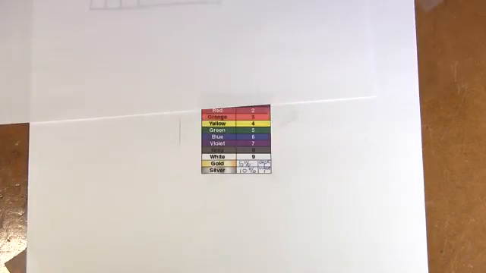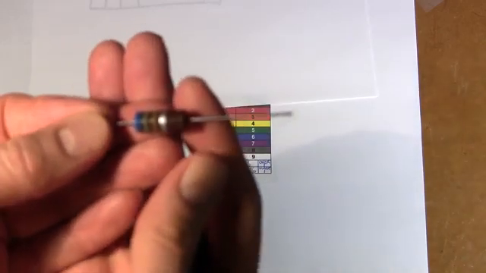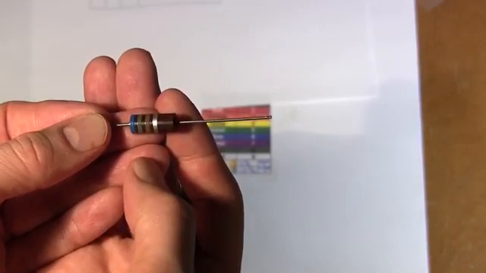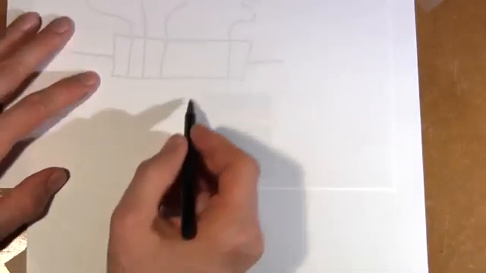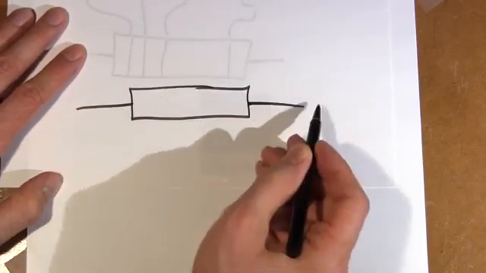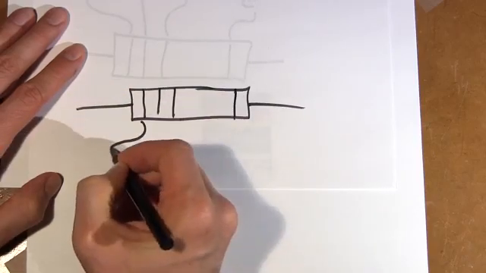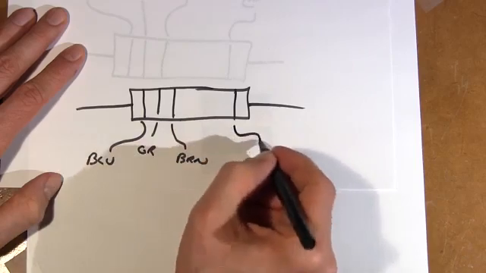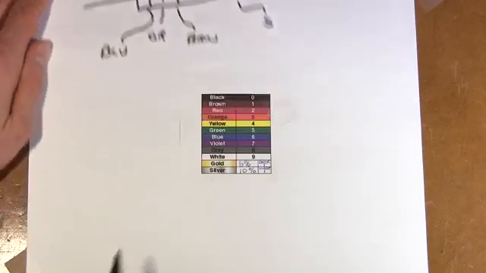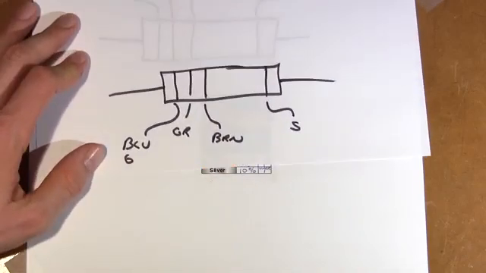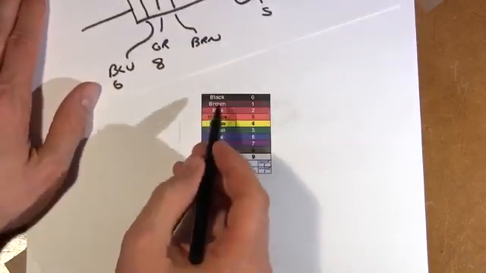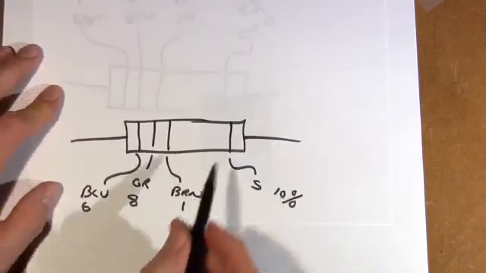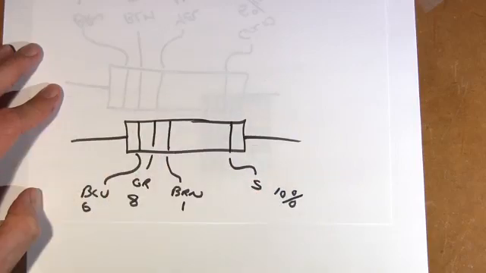So we can do one more here. This is an old carbon composition resistor. The color coding system on this one is blue, gray, brown, and silver. So we have blue, gray, brown, and silver. We know that blue is 6. We know gray is 8. We know brown is 1, and silver is 10%. So that means that this resistor will be within 10% of what its rating is if we were to measure it.